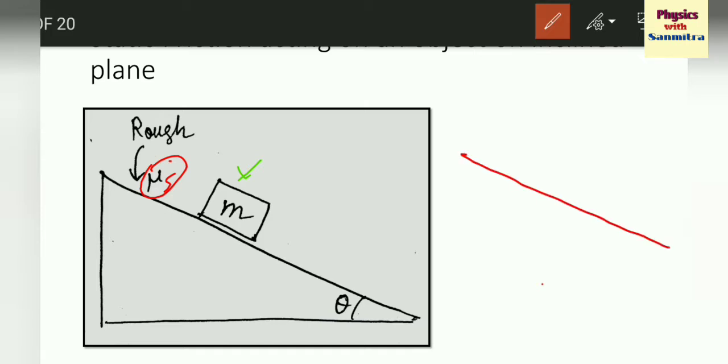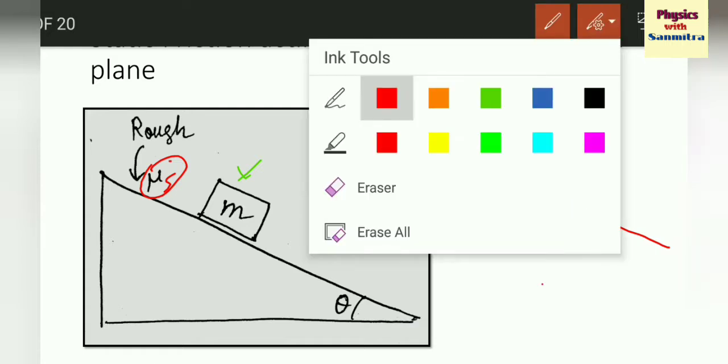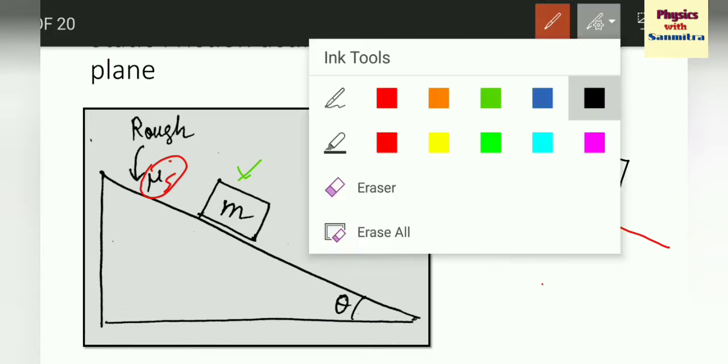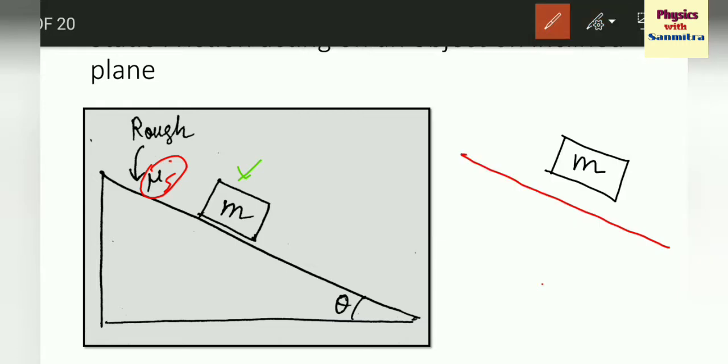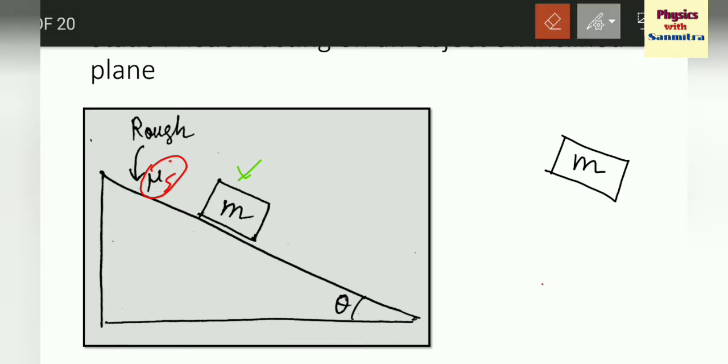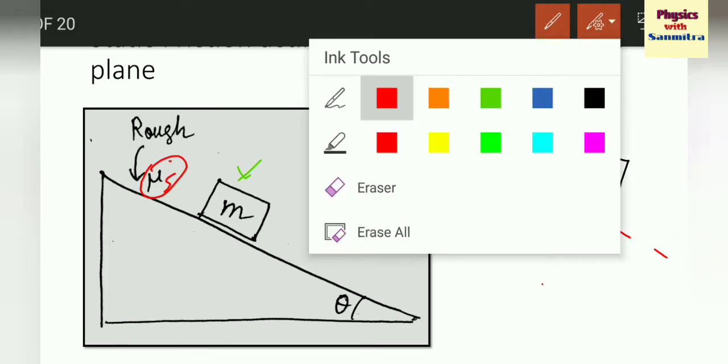Now let's draw the free body diagram. If you are not comfortable in drawing free body diagram, then please refer to our previous lecture. And this is the block M. Now let's analyze the forces on it. This red line I am drawing is only to denote the surface. Let me draw it with dotted lines, just to show that that is not the object.